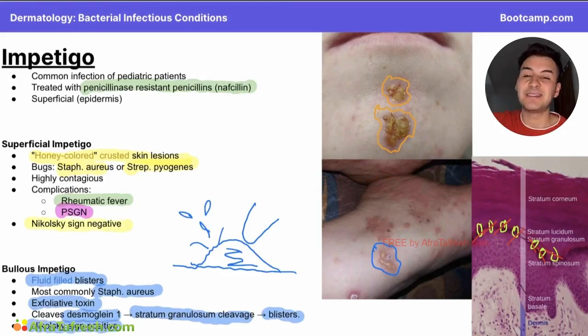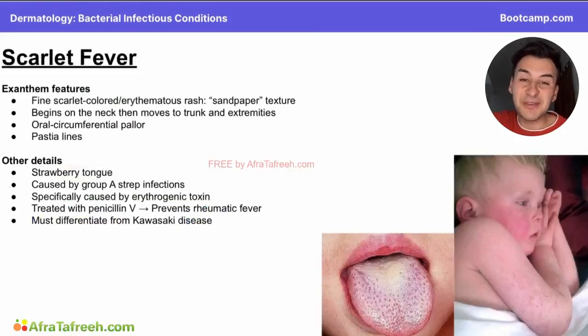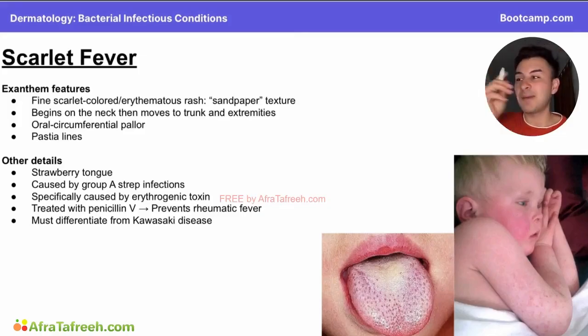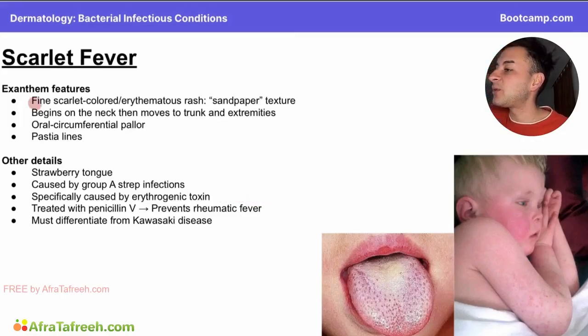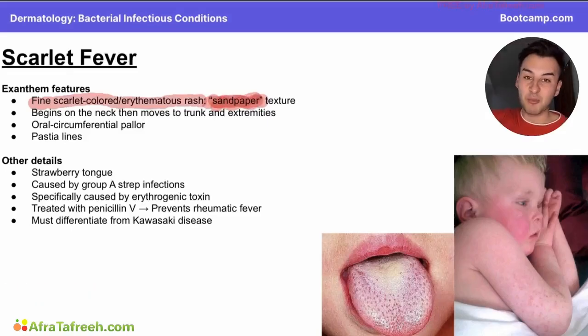Let's move on to talk about scarlet fever, which is going to be another complication of group A strep infections. But in this case, it starts out as an erythematous rash that is maculopapular and described as a sandpapery texture. That's really important. So a fine scarlet-colored erythematous rash with sandpaper texture. I'm going to triple highlight sandpaper because that's how important it is.